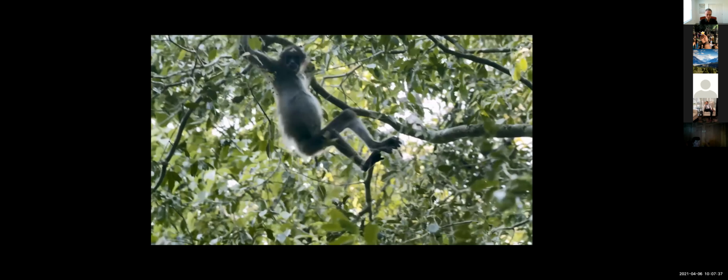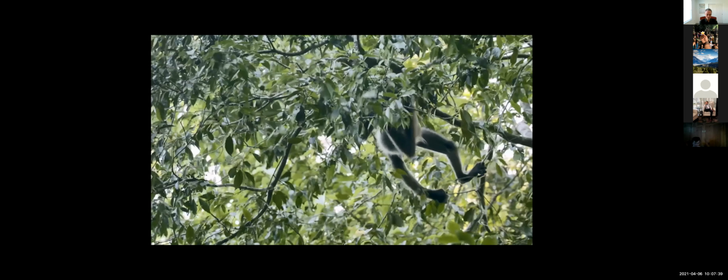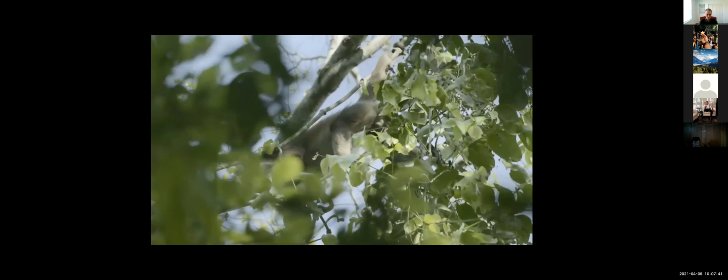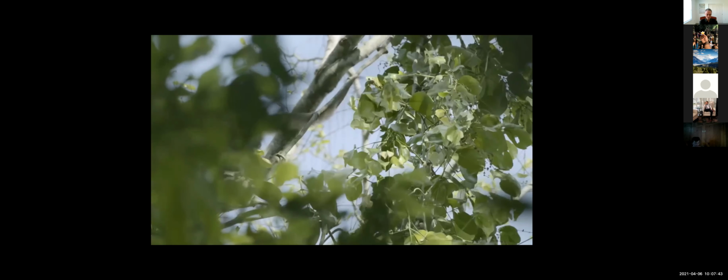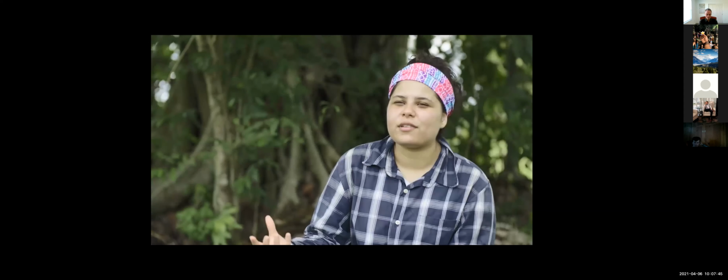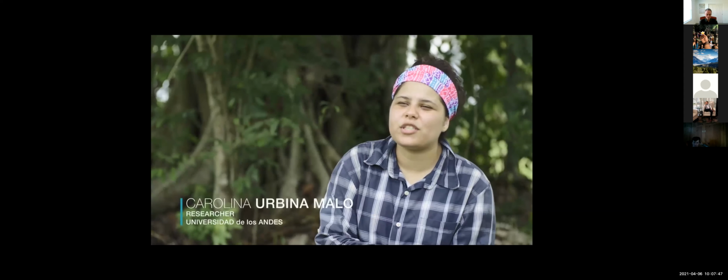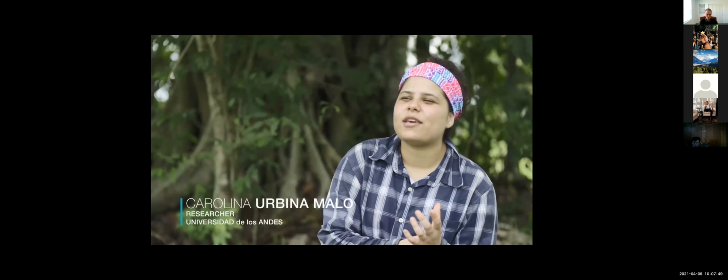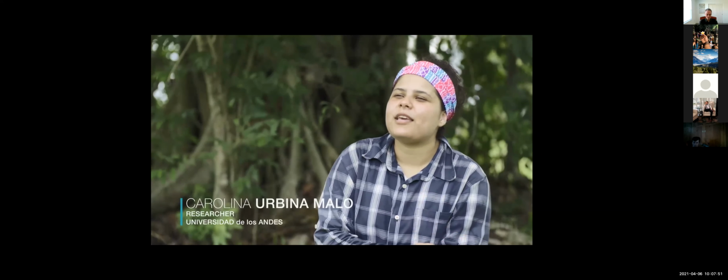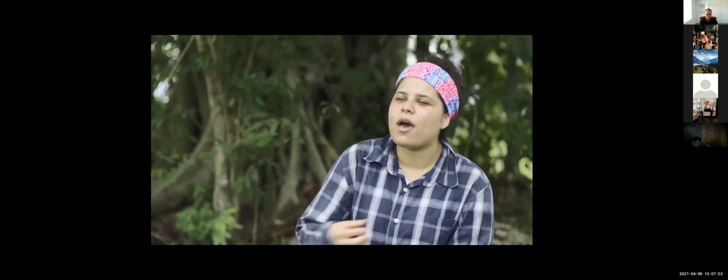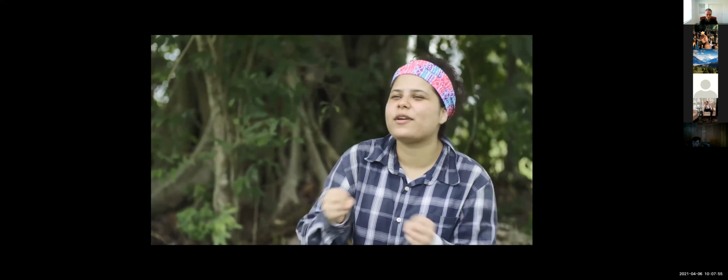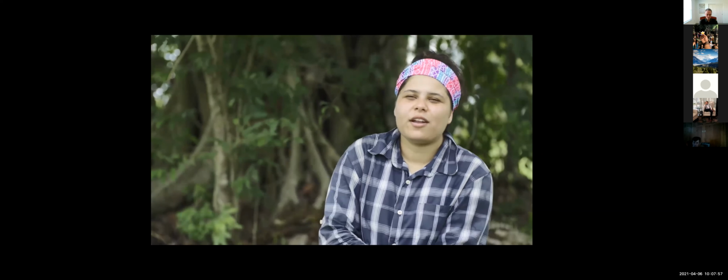So we started to wonder, okay, what is the role of these primates in the dispersal of seeds of many plant species? They help to regenerate the forest, and it's very important to know which species they are eating, because in that way we know which species are going to spread and which are not.